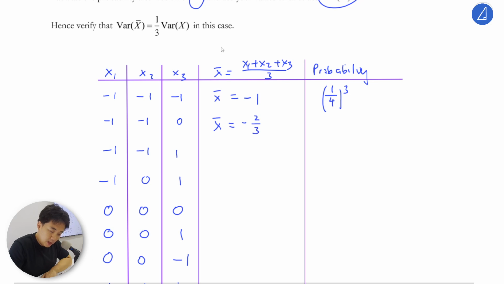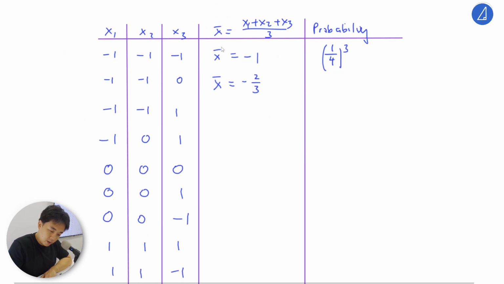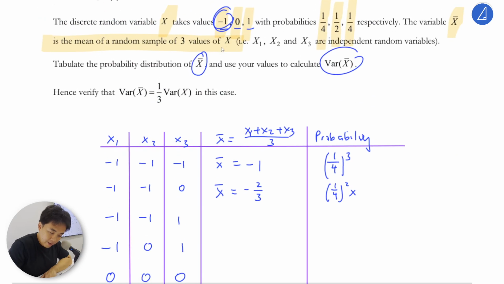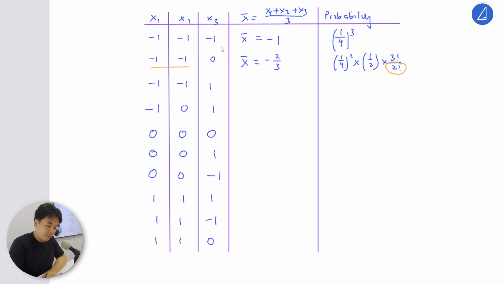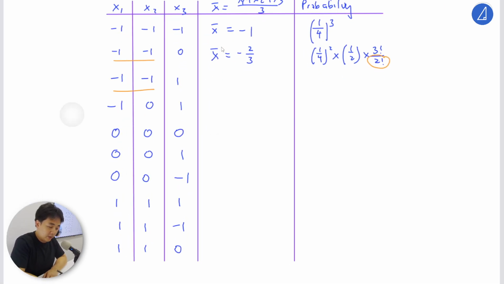So this will be (1/4) squared times the 0, which is 1/2. Now, a lot of times students forget to multiply by 3!/2!, because of the number of ways you can arrange these. These are 2 identical ones. Your x1, x2, x3 can be -1, -1, 0, or -1, 0, -1, or 0, -1, -1: the sequencing of the way it comes out for the 3 of them. So the 2! comes about because of these 2 identical ones. Then the same with this one, we also need to multiply by 3!/2!.